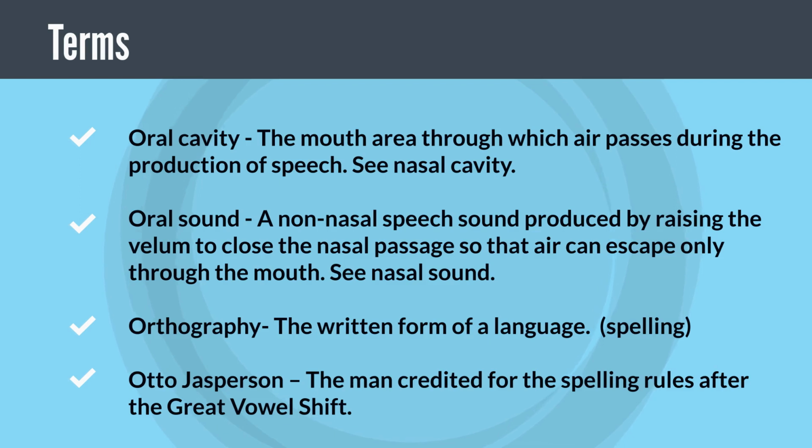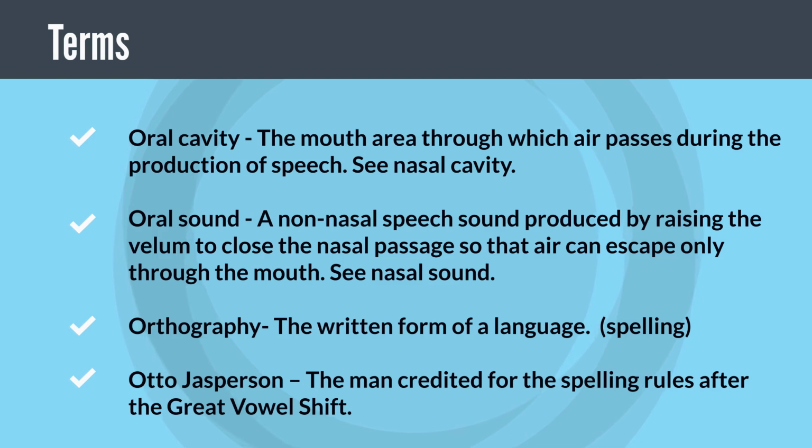Optimality theory: a theory stating that a universal set of ranked constraints applies, with high-order constraints taking priority. Oral cavity: the mouth area through which air passes during the production of speech. See nasal cavity. Oral sound: a non-nasal speech sound produced by raising the velum to close the nasal passage so that air can escape only through the mouth. See nasal sound. Orthography: the written form of a language.